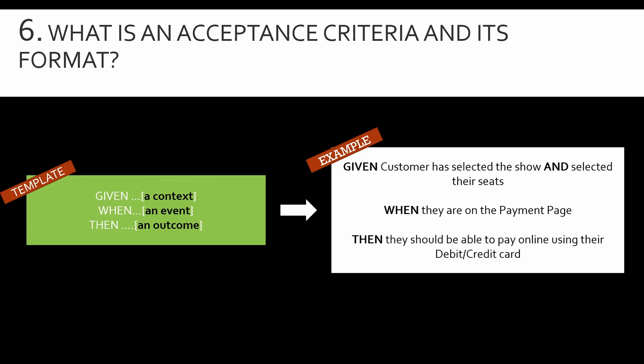So if you translate that to an example based on the user story which we just discussed: given the customer has selected the show and selected their seats, when they are on the payment page of the digital solution, then they should be able to pay online using their debit or credit card. So it clearly spells out what is the context, what is the event, and then what should happen. So it's very clear to everyone, the developers and also the testing team, what outcome we are looking for and what condition, and it ensures that we build a solution according to the business requirements.